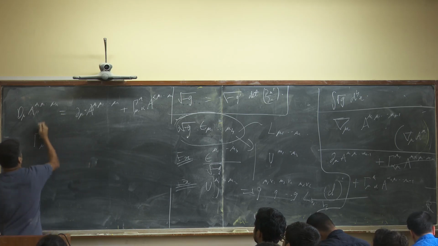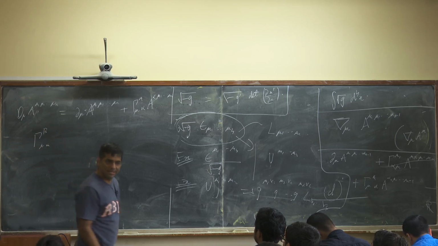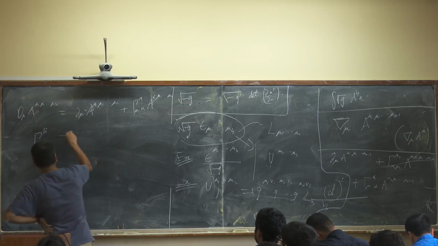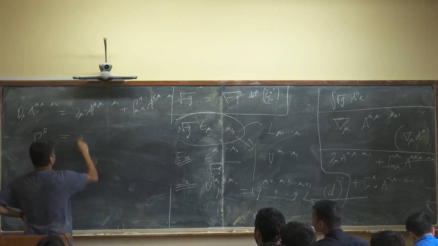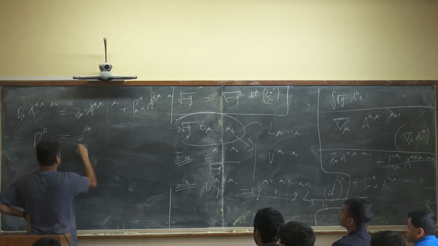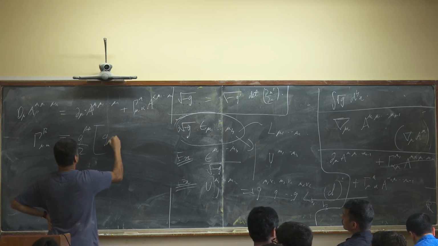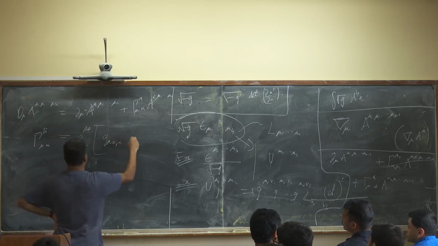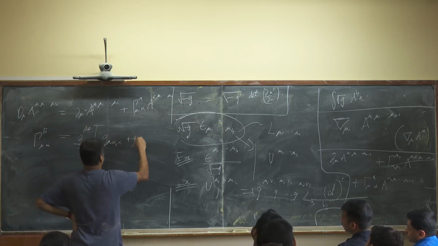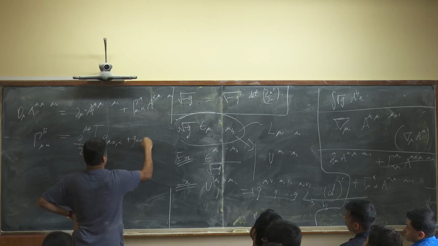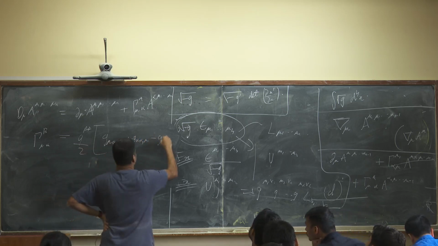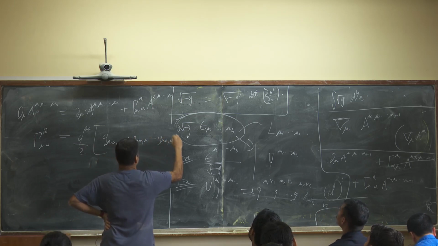Okay, gamma beta mu alpha. Let's remember the formula for this. This we saw in the last class was g beta theta by 2, g mu theta alpha plus g alpha theta mu minus g mu alpha theta.